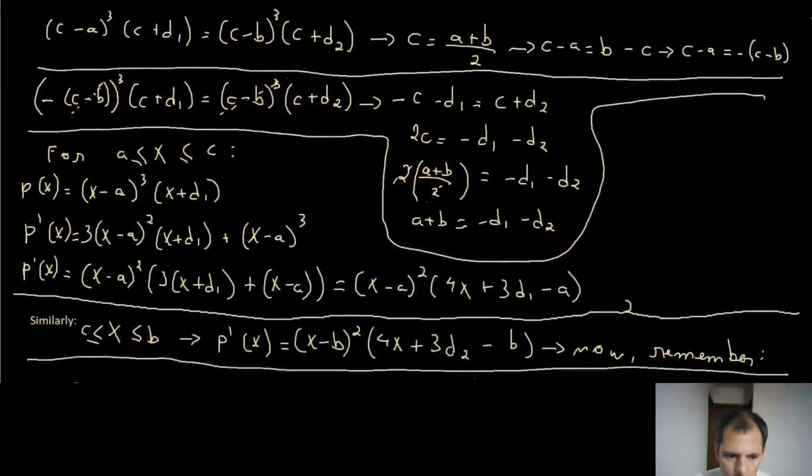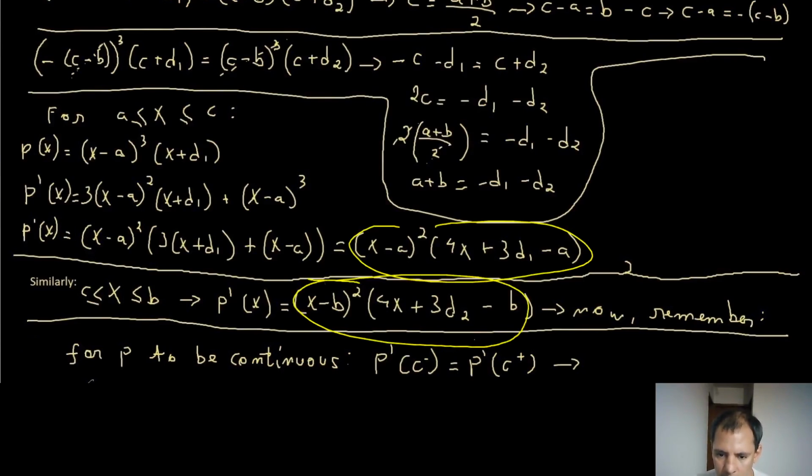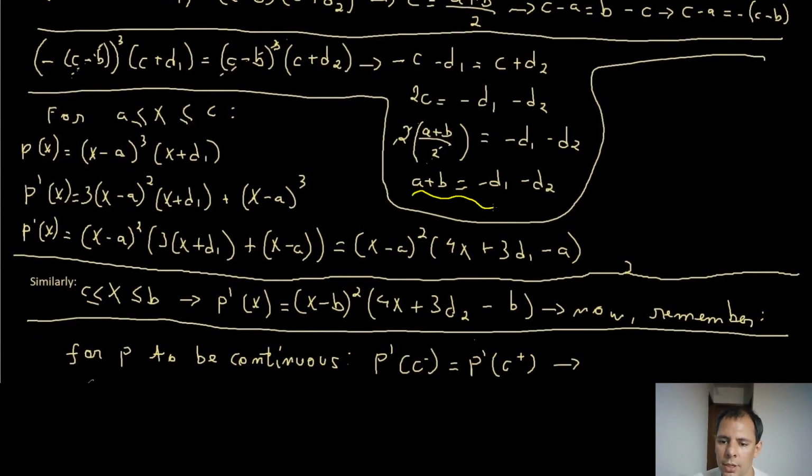I'm going to differentiate the first p, and this is what we're going to come up with. And similarly, we're going to do the same for the second p, because we have two p's, one to the left of c and one to the right of c. So you differentiate it again. And now remember, for p to be continuous, the first derivative of the left p has to be equal to the first derivative of the right p. So we're going to get this equation and equate it to this equation. And what is that going to give us? That's going to give us a second equation in this format of d1 and d2 in terms of a and b.